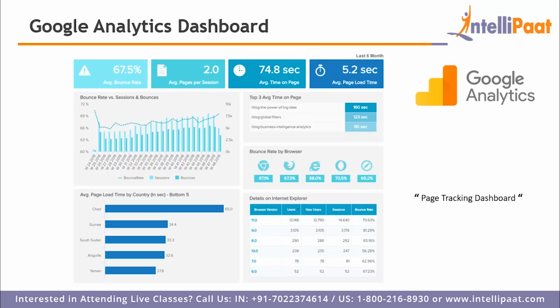And then coming to a page tracking dashboard, well, again, we already know what the bounce rate is. The 67.5% is the average bounce rate, and there are 2 pages created per session. People are spending 74 seconds on each particular page. 5 seconds is the actual load time of your particular website, and so much more. When you look at the time spent on each page, based on the color coding, you can check out that the power of big data has the biggest gap. And guys, this is a very simple dashboard, but it looks so elegant, and it can give you all the beautiful results as well.